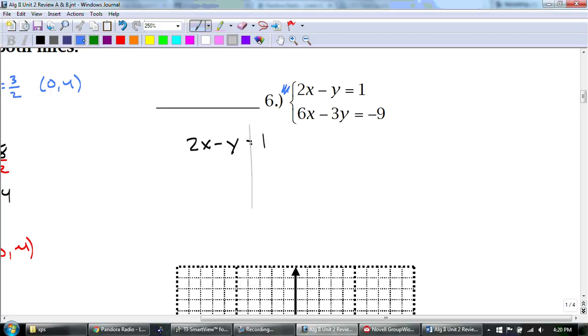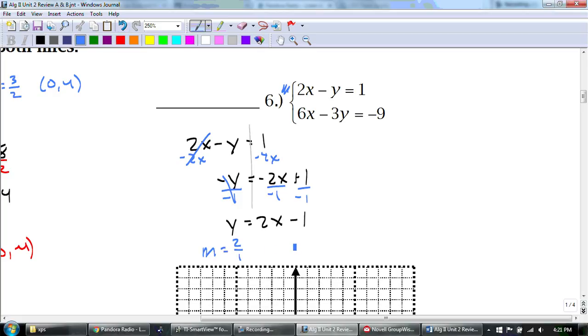So for our first one, we have to subtract the 2x to the other side. And we get negative y equals negative 2x plus 1. And then I need to divide by negative 1. Now this isn't an inequality, so I don't have to flip my sign. I just need to watch my signs. Okay? So we get that our slope is 2 over 1, and our y-intercept is 0, negative 1.